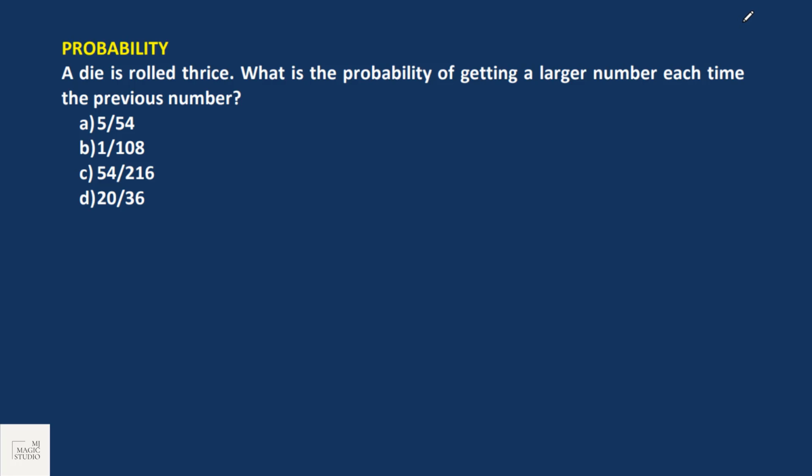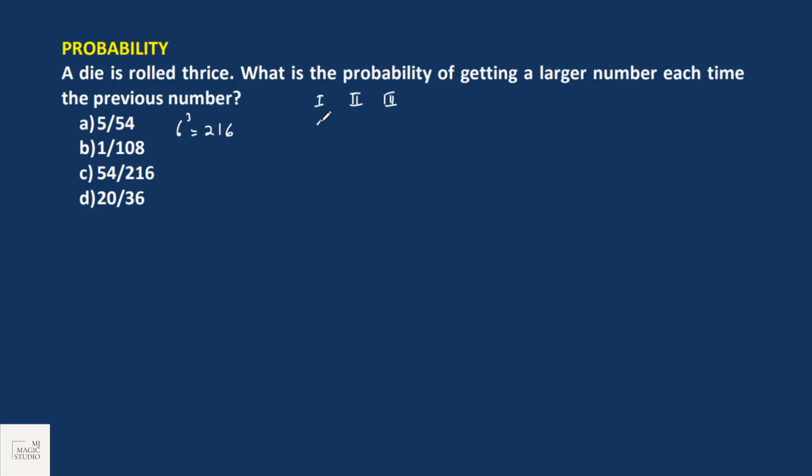Okay, so let's start. First one is from probability. A dice is rolled thrice. What is the probability of getting a larger number each time than the previous one? So the total number of cases, if a dice is rolled thrice, would be 6 cube. That would be 216. Now, let's talk about the three faces. First, second and third. In each phase, the number occurring will be higher than the previous one.